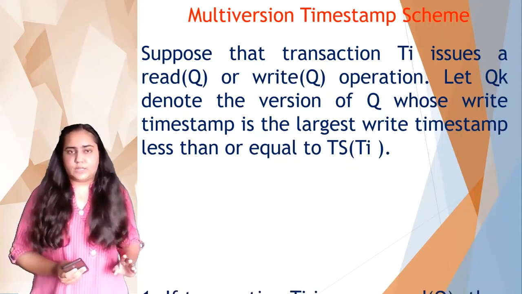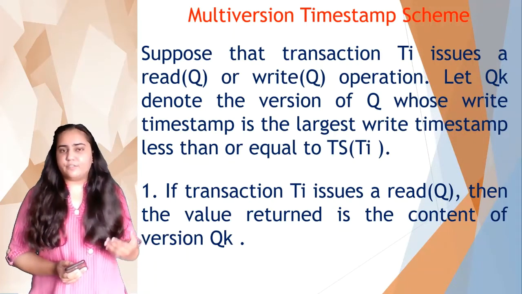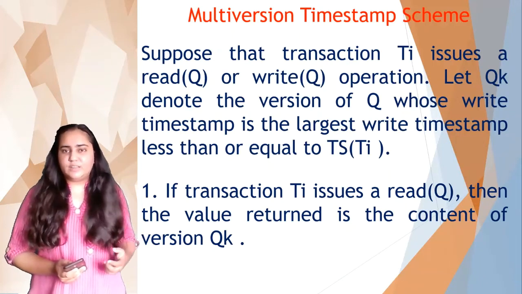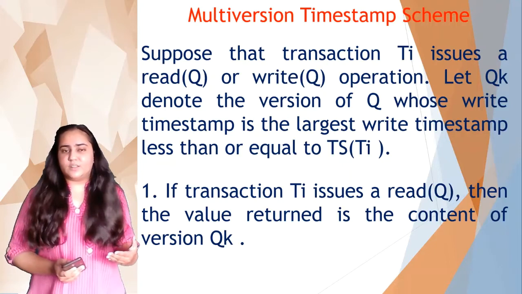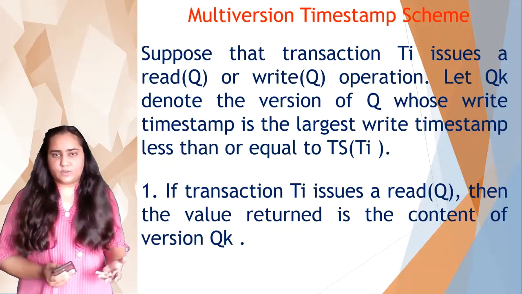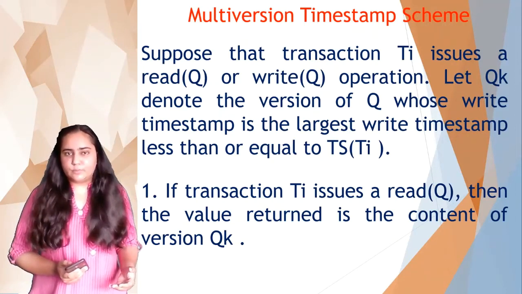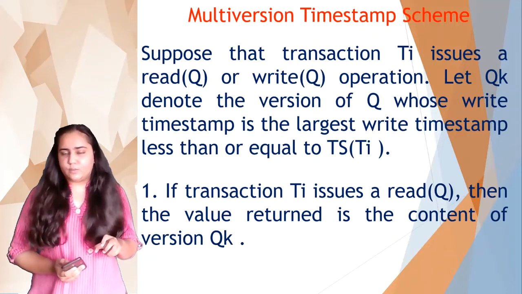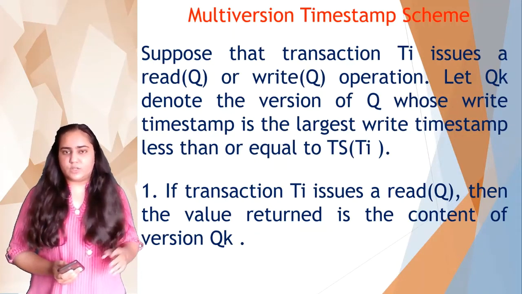just before Ti. Now, the first rule that applies is if the transaction Ti issues a read Q, so this is about just reading the data item, then the value returned is the content of version QK. So if the transaction Ti only wants to read the data item Q, then all that is done is the content of QK, which is the version that we have picked, that content is simply returned because there is no need to write anything.